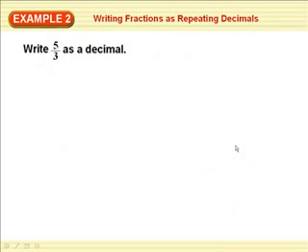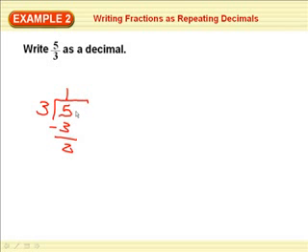So example number 2 says write 5/3 as a decimal. So same thing. Just notice it's an improper fraction, so it's going to come out with a whole number. 3 goes into 5 once, with 2 left over. Can't have it once it has a decimal, so we'll have to add, bring down, bring our decimal up. 3 goes into 20 6 times, which is 18.